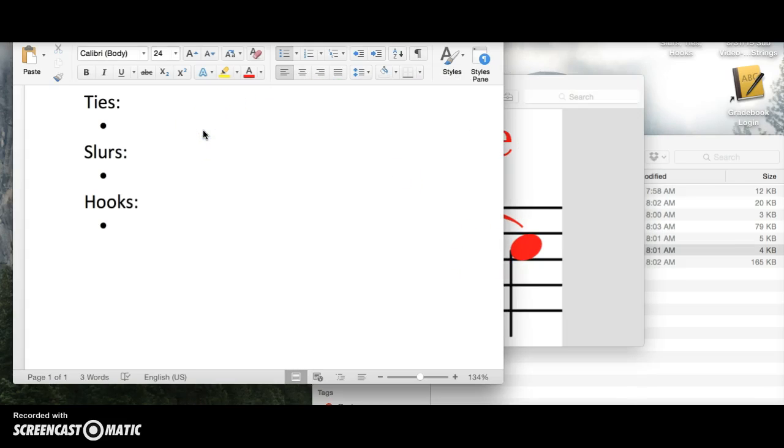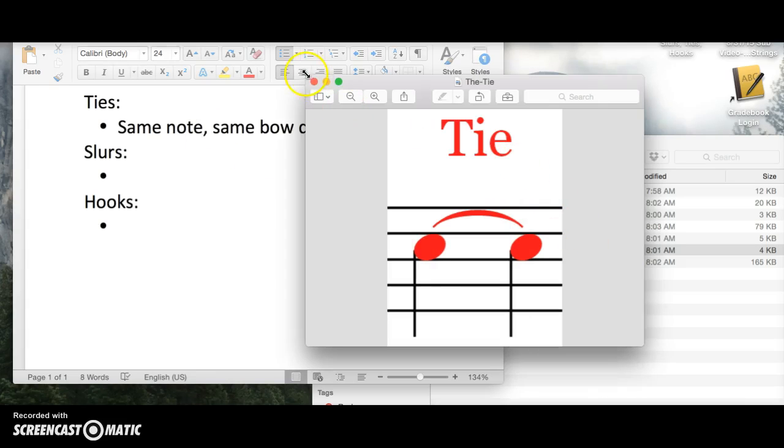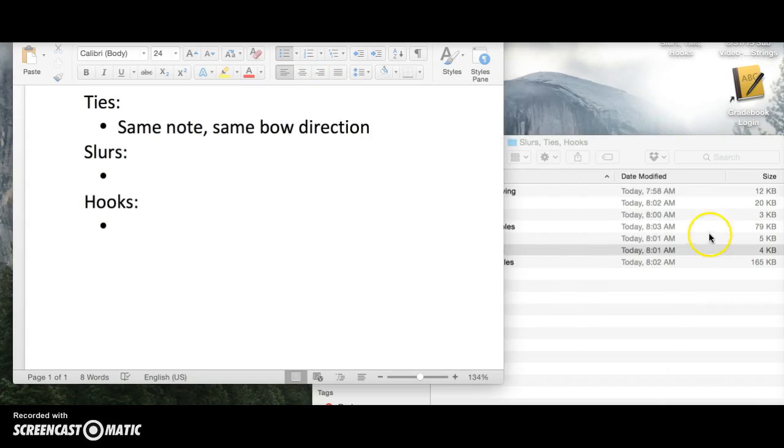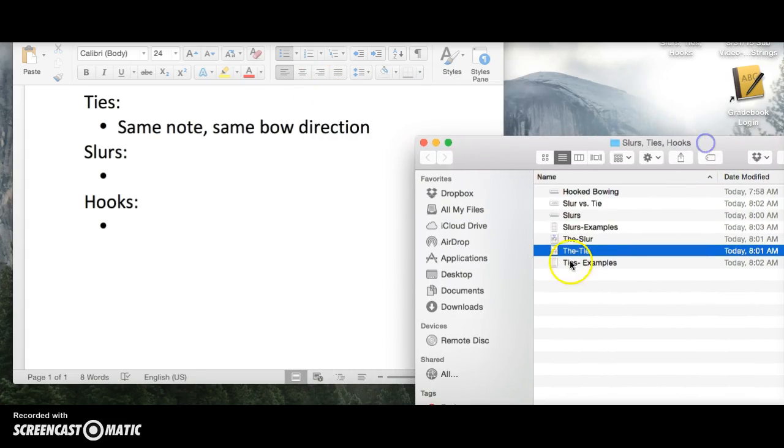Okay, so it's important to know that ties are the same note. And it's also important to know that they're in the same bow direction. So again, same note, same bow direction. They have to be the same note. Now let's take a look at slurs.